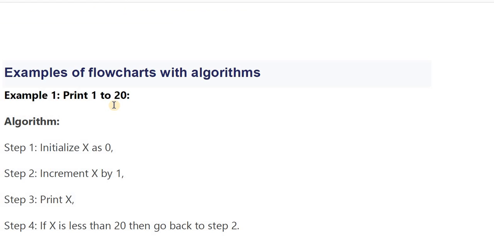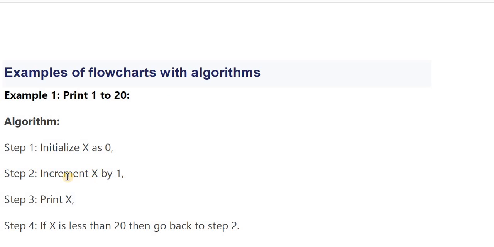Very simple example of algorithm to display the numbers from 1 to 20. We have to display the numbers from 1 to 20. So write the algorithm. So what will be the algorithm? Step 1, initialize x as 0. Say x is 0. We have initialized it.